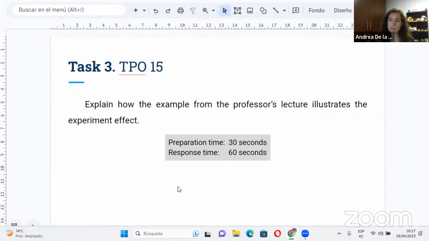Now, explain how the example from the professor's lecture illustrates the experiment effect. Now you'll have 30 seconds to prepare your responses.